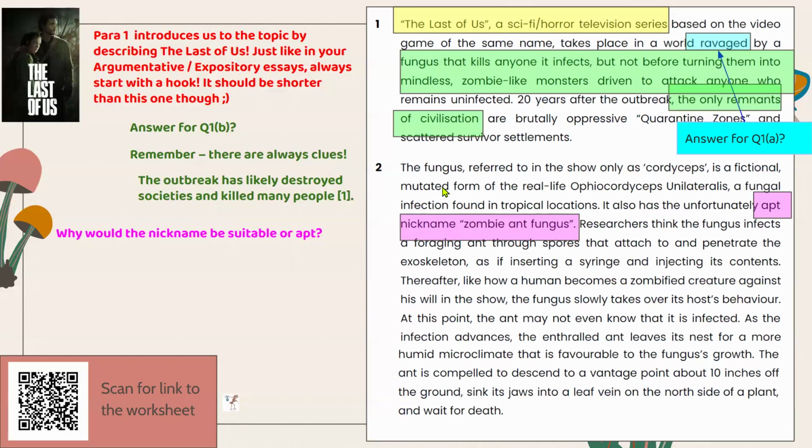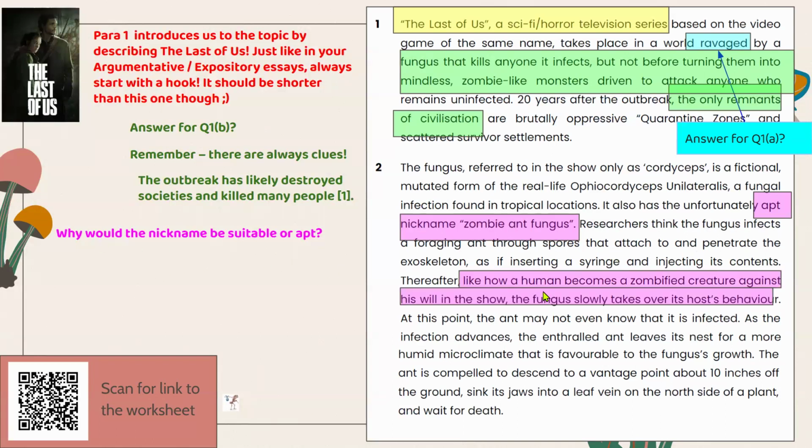Okay? But what about this one? Why would the nickname be suitable or apt? Do I need to infer or is the answer found inside paragraph two? Zombie fungi soup. I'm glad that's your favorite, Richard. Well, okay, good. All right.